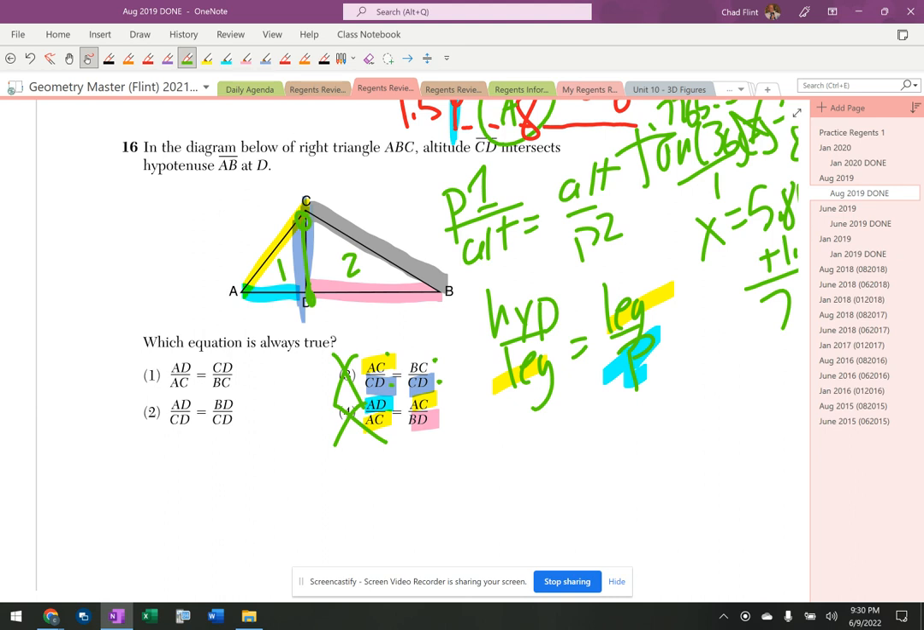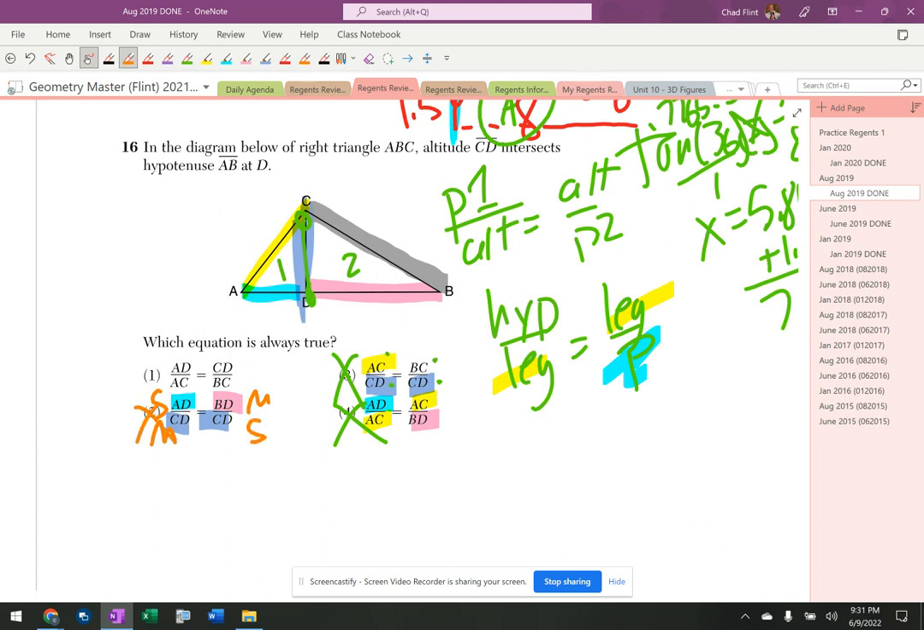Then over here, I've got CD on the bottom again, so I hit CD both times again. There's no way this one's going to work either. Then I've got AD on top, and BD on top. So what I have here is the middle side and the shortest side, and then the middle side and the shortest side. They're upside down.